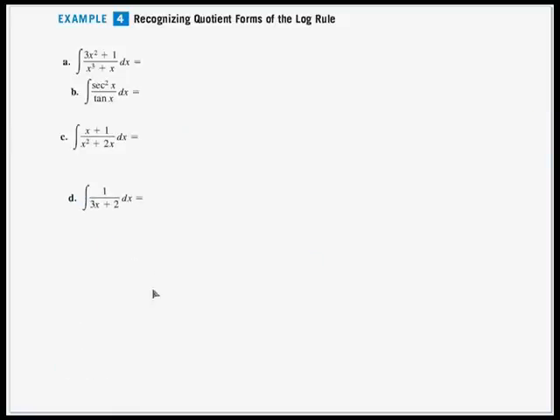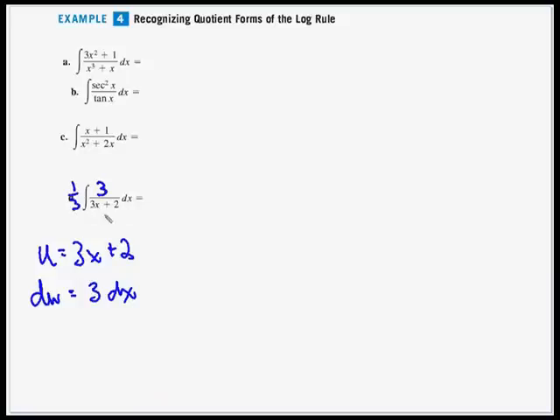And letter D. Let's see what's going on here. If we let u equal our denominator, 3x plus 2, our derivative, du, would be 3 dx. And we don't have a 3 dx. We need to tweak this here with a 3 to the right of the integral sign and a 1/3 to balance it to the left. And then we are ready to integrate.